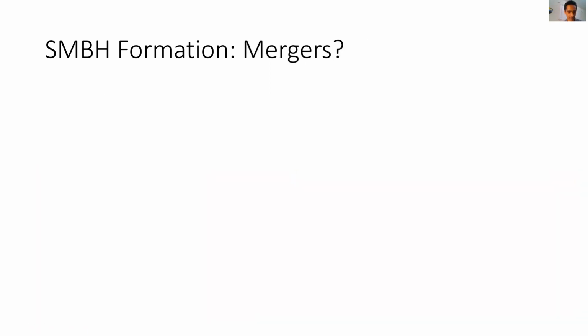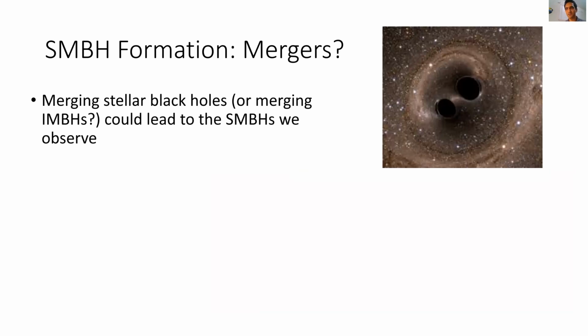Another way that those supermassive black holes could have formed is through mergers. This is where you take a couple of different stellar mass black holes, and then they merge and lead to an intermediate one or a supermassive one. And we know that these mergers exist, as we have direct detections of them from LIGO, which I'm sure you've heard of at least a little before.